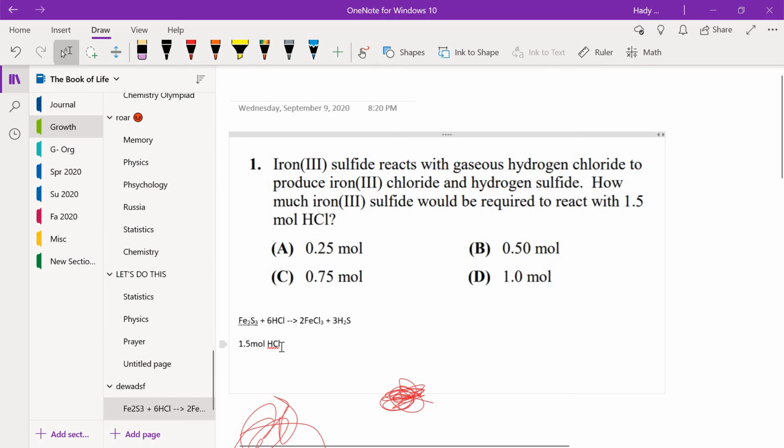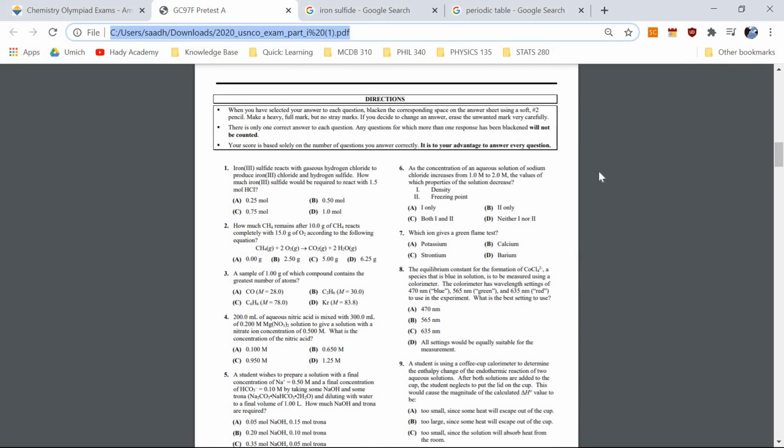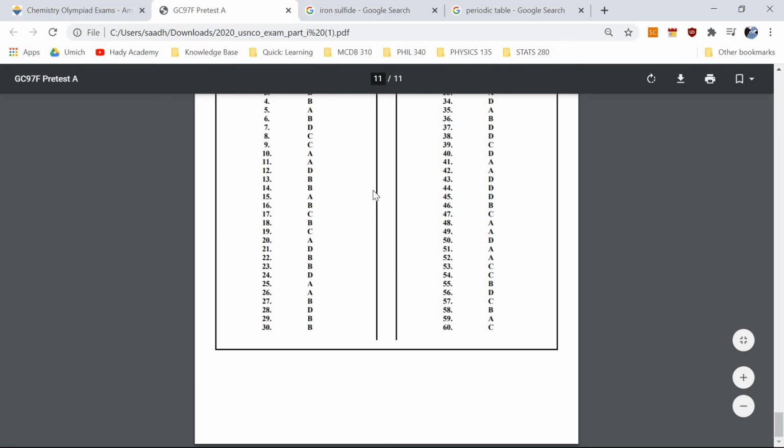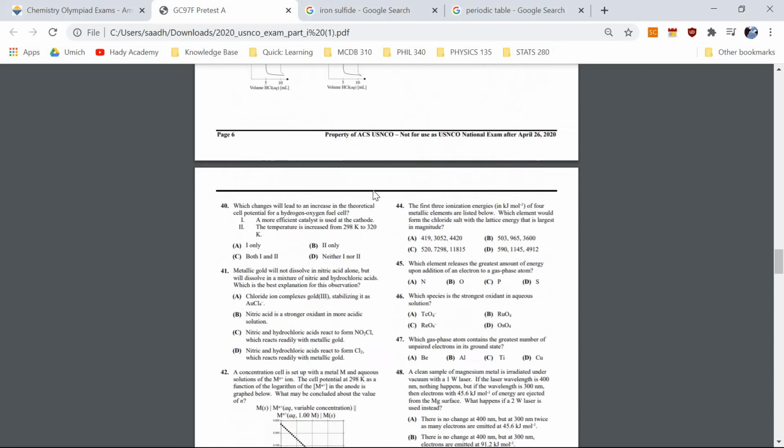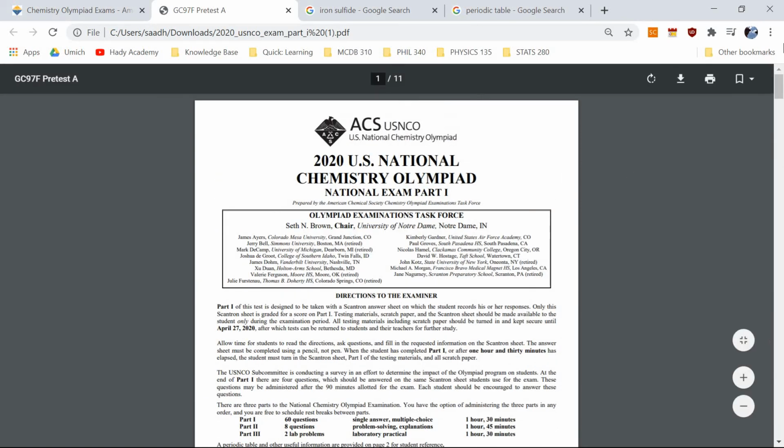Same here. You have 1.5 moles of HCl, so you need a 1/6 of that. You're going to need less of that. And all these answer choices are smaller anyways. So I just divide that by 6, and what's that? 0.25. And A is the answer, and this is the national exam. The answer is indeed A, and we have solved this problem easy peasy. Peace.